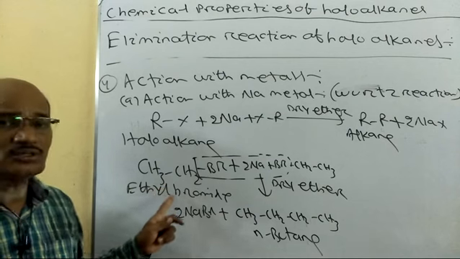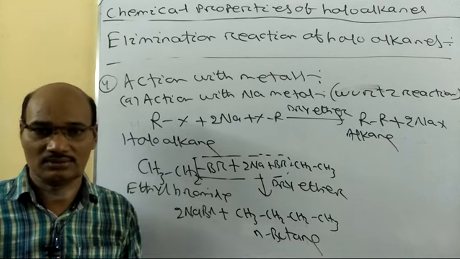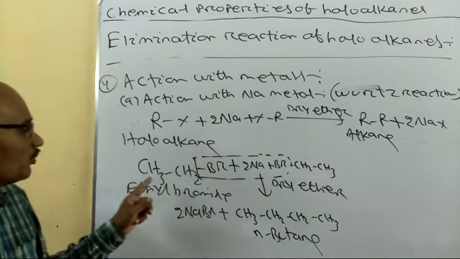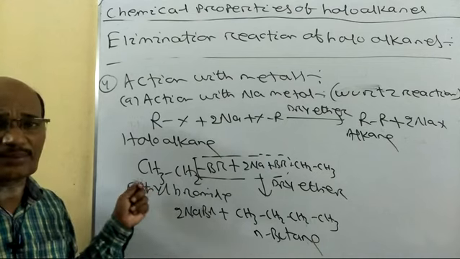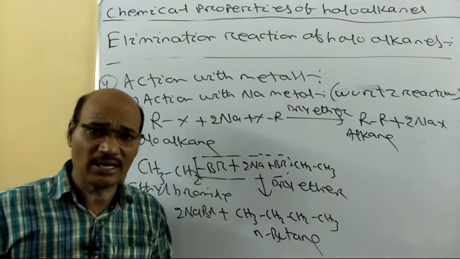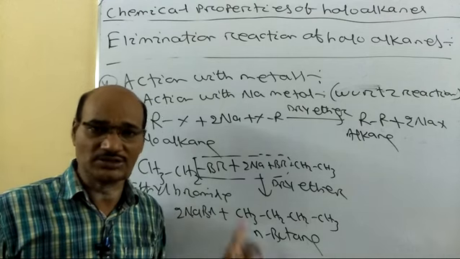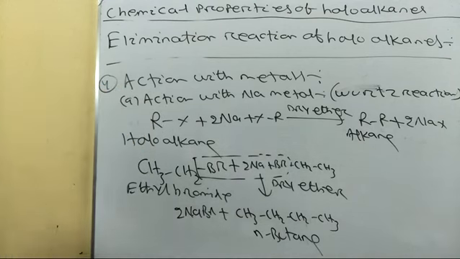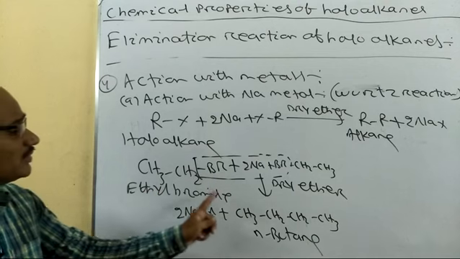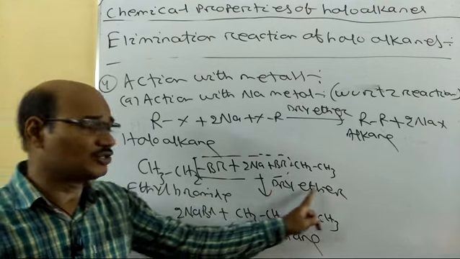So in this reaction we cannot obtain methane, because we have to take a haloalkane with at least 1 carbon, and the alkane will have at least 2 carbons, that is ethane. So methane we cannot obtain in this reaction. Remember it. And for this reaction we must take dry ether.